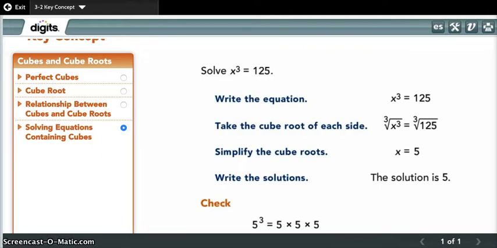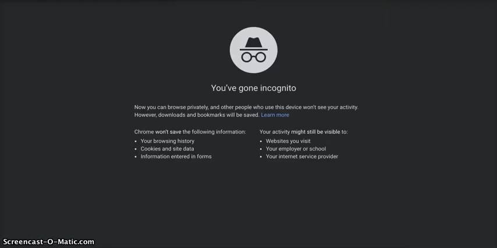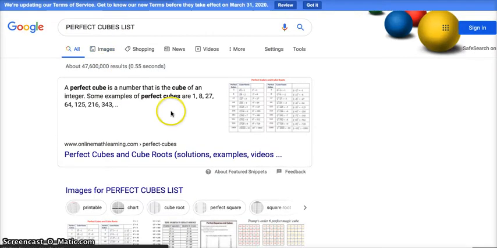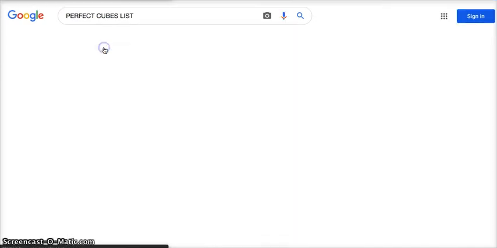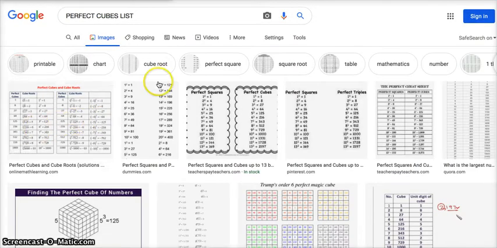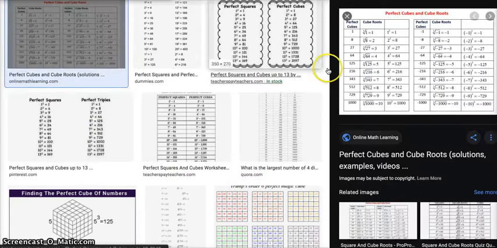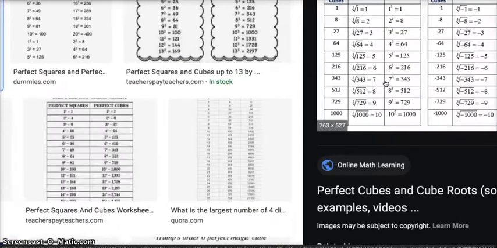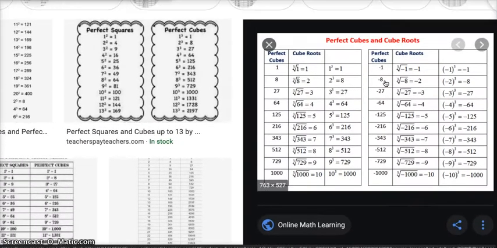I'm going to pull up a list real fast. I just realized I forgot to do this. Perfect cubes list. Let's see if I can get a good picture here. Perfect cubes. This one looks pretty good. So let's go ahead and take a look at these. Perfect cubes. If you want to pause the video, write this down, maybe take a picture of this screen right here. We've got perfect cubes here.